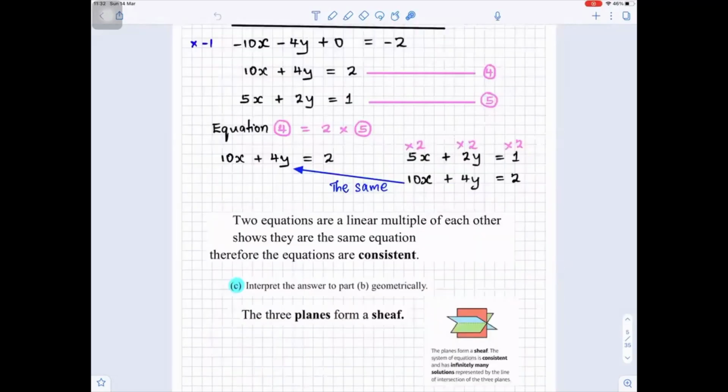And then for part C, interpret the answer to part B geometrically. The three planes, because those three things form planes, the three planes form a sheaf. And if you look on the diagram there, you can see plane 1 in blue, plane 2 in green, plane 3 in red or burgundy. So you can see the three planes. The planes form a sheaf. The system of equations is consistent and has infinitely many solutions represented by the line of intersection of the three planes. So the three planes meet in a line. You can see the line there in the middle. So there are a lot of points of intersection. So it forms what they call a sheaf.